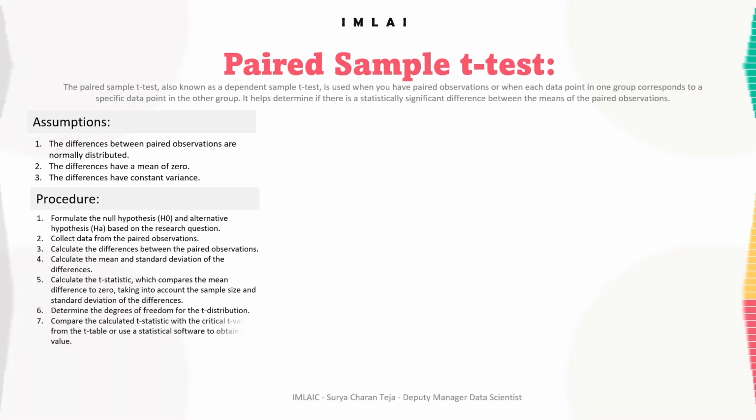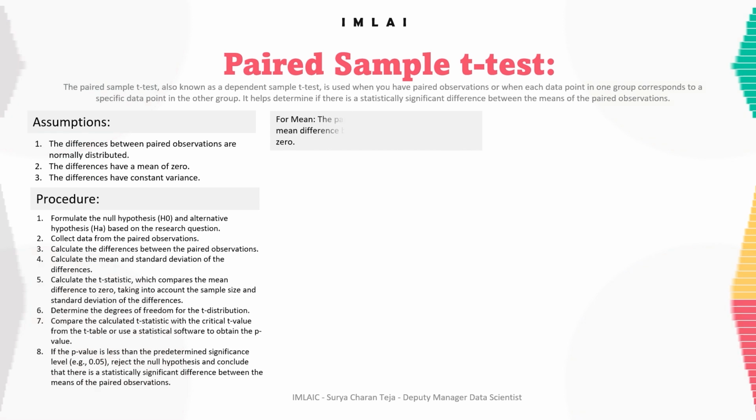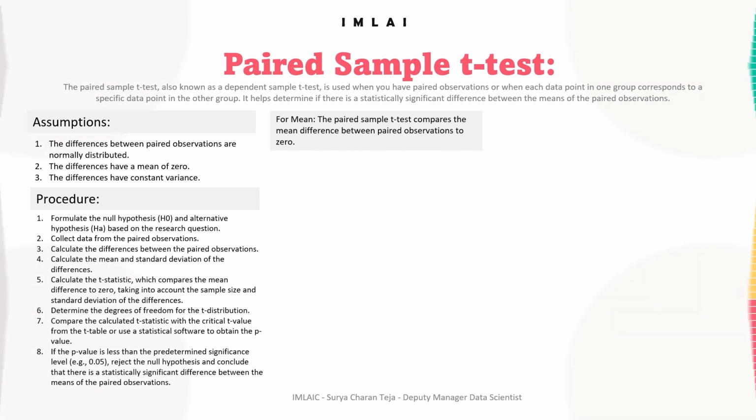So final step, if the p-value is less than the predetermined significance level, let's take 0.05, reject the null hypothesis and conclude that there is a statistically significant difference between the means of the paired observations. So for mean, the paired sample t-test compares the mean difference between paired observations to 0.